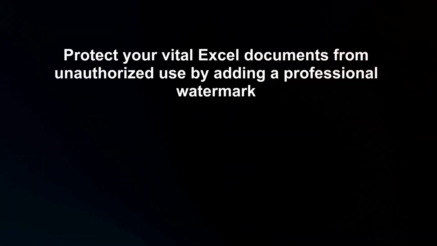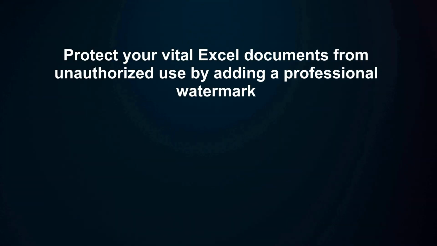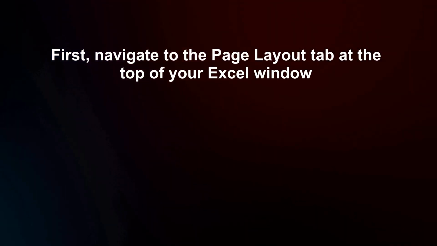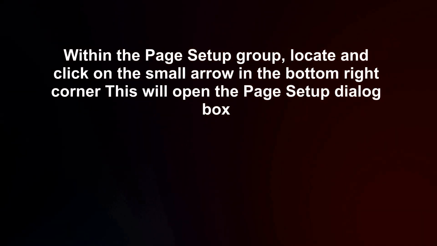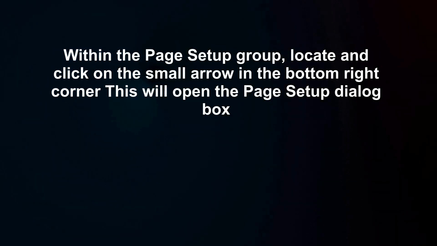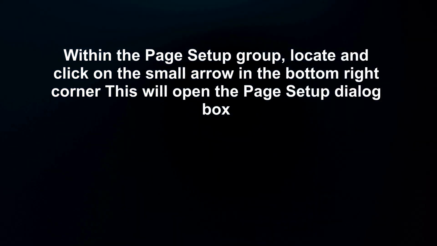Protect your vital Excel documents from unauthorized use by adding a professional watermark. First, navigate to the Page Layout tab at the top of your Excel window. Within the Page Setup group, locate and click on the small arrow in the bottom right corner. This will open the Page Setup dialog box.